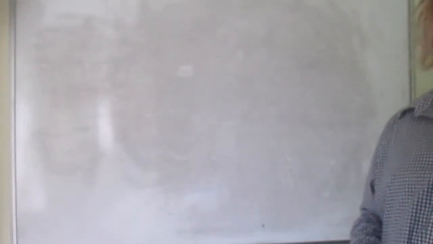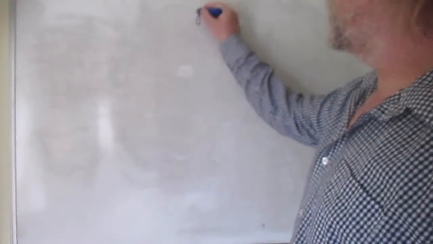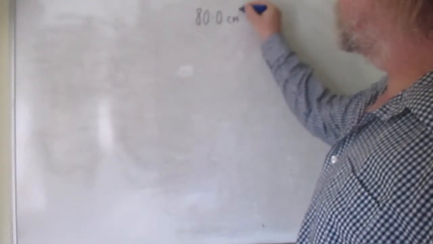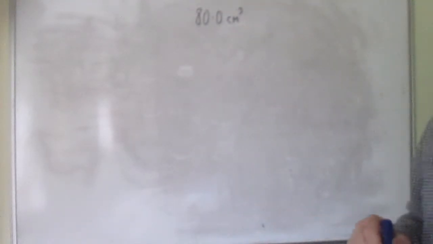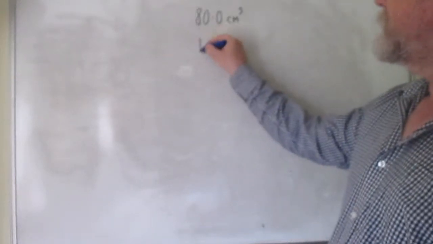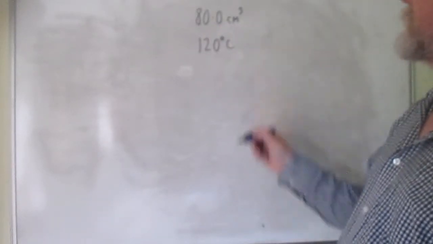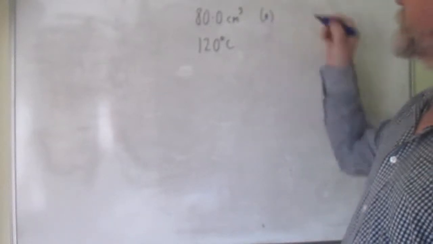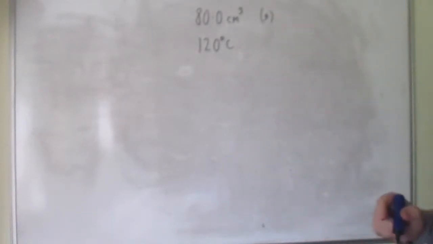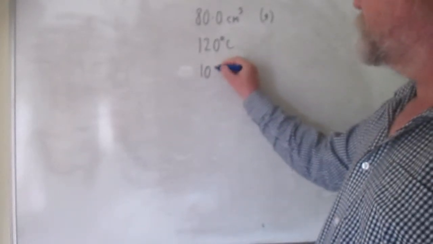Part 2 then wants us to calculate how many molecules of POCl3 there will be in this sample. So we've got 80.0 cm cubed at 120 degrees C, so that's above the boiling point, so it's now in the gas phase, because it told us that the boiling point was 106, so at 120 it's going to be in the gas phase. And it told us that the pressure is 101 kilopascals.